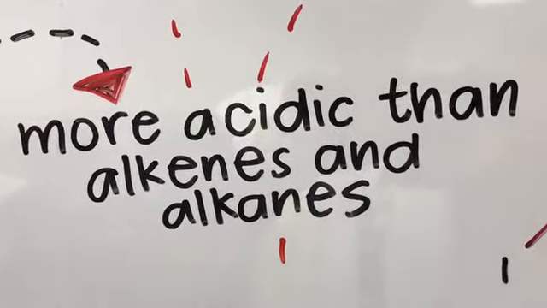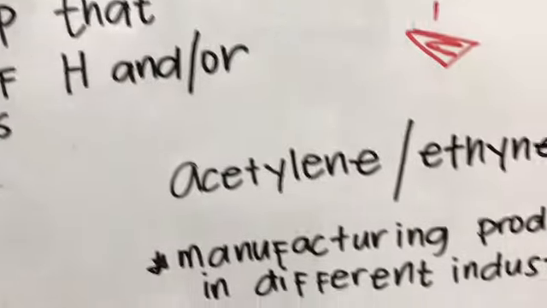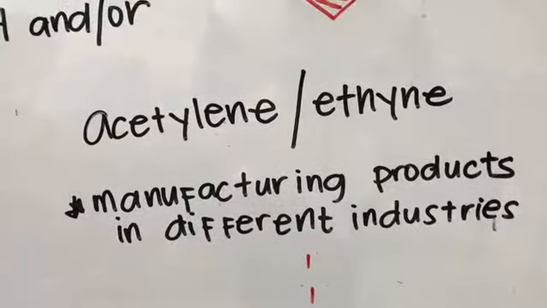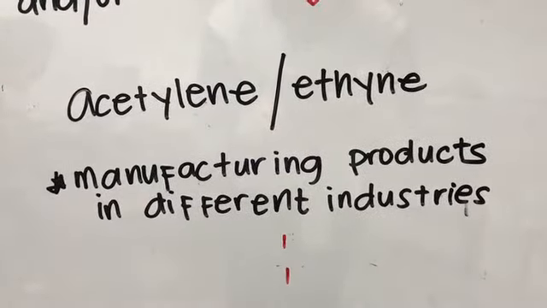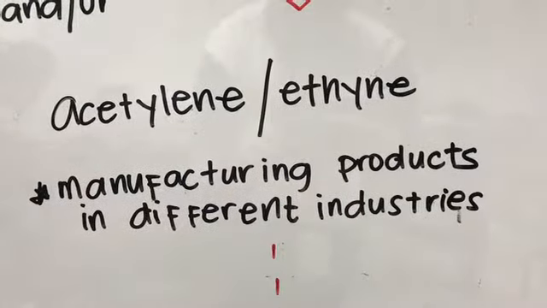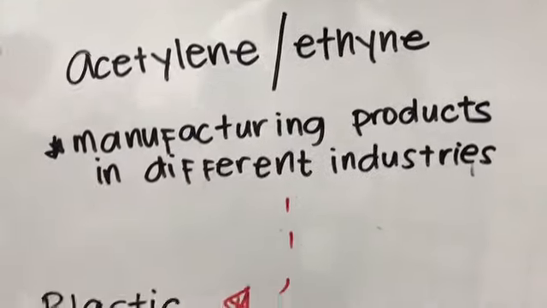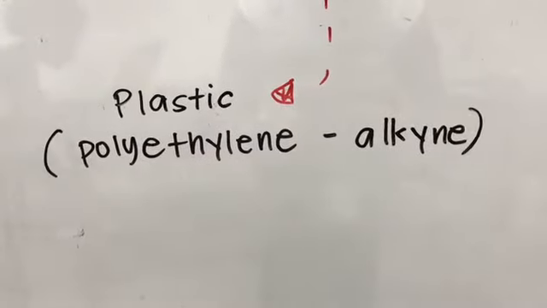Now let's tackle some uses of alkynes. Acetylene, also referred to as ethyne, is very useful because it can undergo several chemical reactions that are needed in manufacturing products in different industries. And another one is plastic, which is made using a compound called polyethylene.